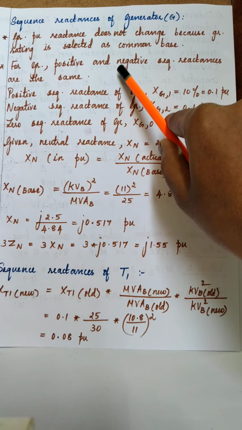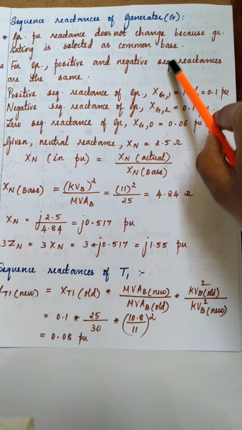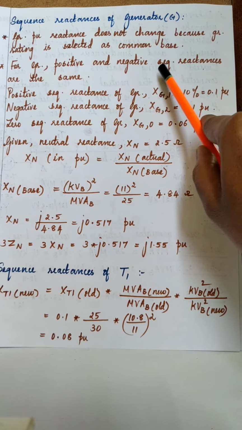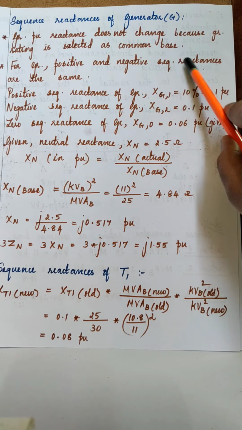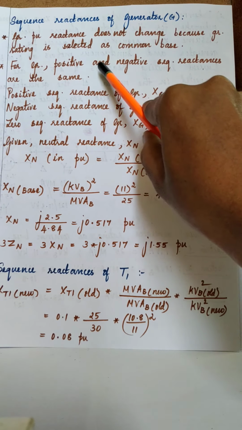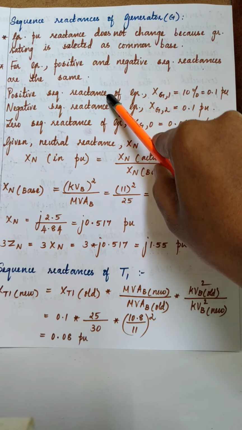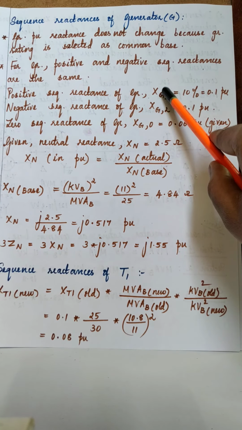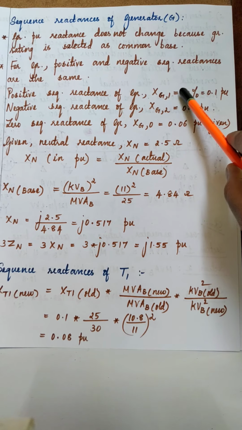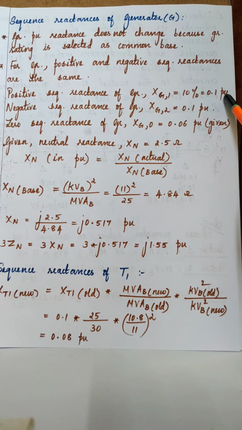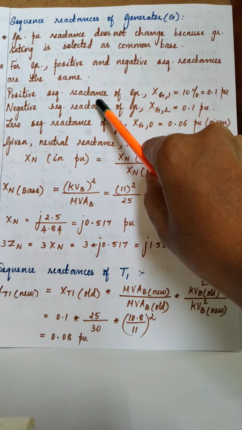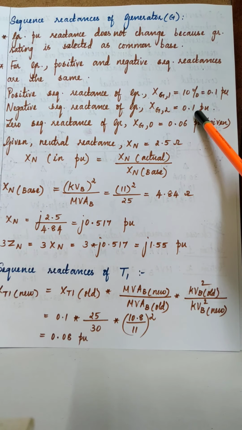Generator reactance does not change because generator rating is selected as the common base. For a generator, positive and negative sequence reactances are the same, as we discussed in the initial theory classes. So positive sequence reactance of the generator, denoted by Xg1, is equal to J.1 per unit. Negative sequence reactance Xg2 is also 0.1 per unit.